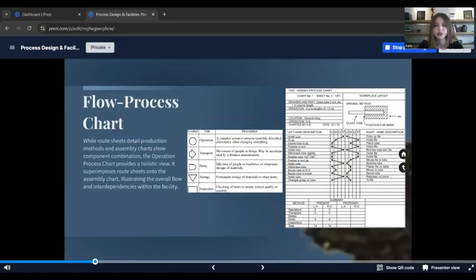While a route sheet details each operation and an assembly chart shows part relationships, the operation process chart gives a holistic view. It overlays the route sheets onto the assembly chart. Standard symbols represent operation, transport, delay, storage, and inspection.